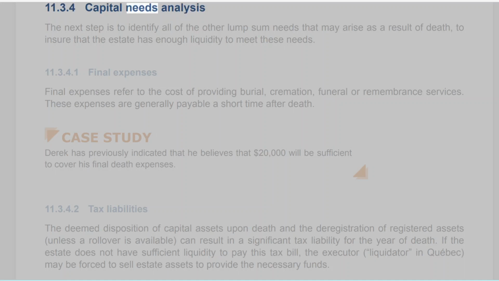1.3.4 Lump sum needs for capital needs analysis. The next step is to identify all of the other lump sum needs that may arise as a result of death, to ensure that the estate has enough liquidity to meet these needs. 1.3.4.1 Final expenses. Final expenses refer to the cost of providing burial, cremation, funeral, or remembrance services. These expenses are generally payable a short time after death.